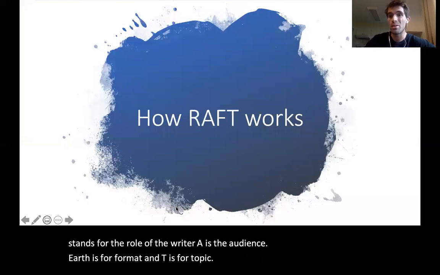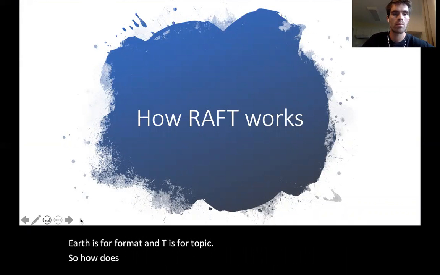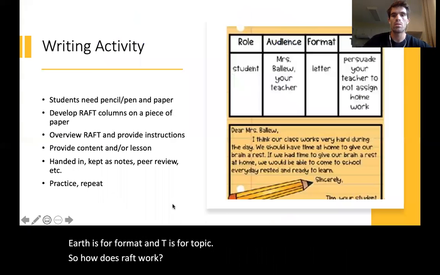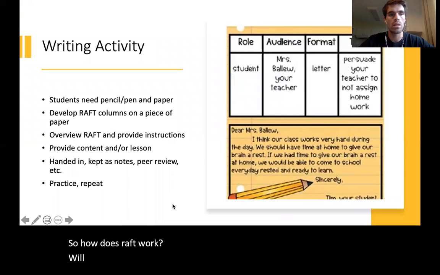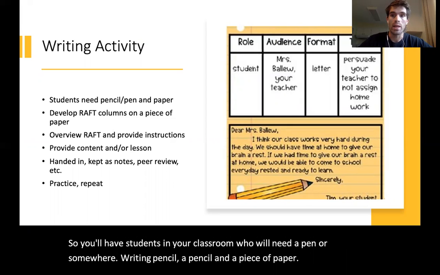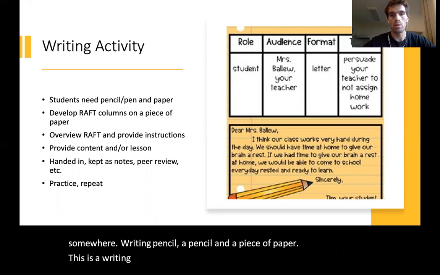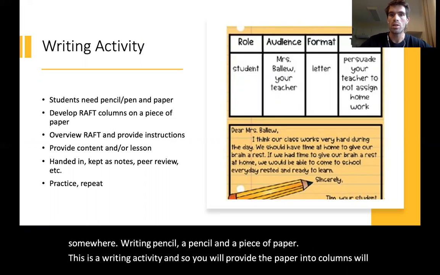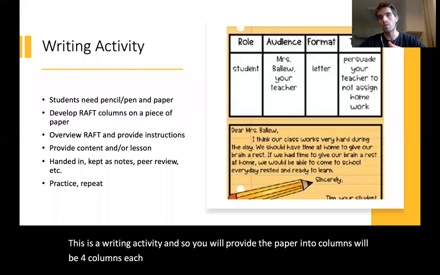So how does RAFT work? You'll have students in your classroom who will need a pen or some sort of writing utensil, a pencil, and a piece of paper. This is a writing activity. And so you'll divide the paper into columns. There'll be 4 columns, each with the role, audience, format, and topic.